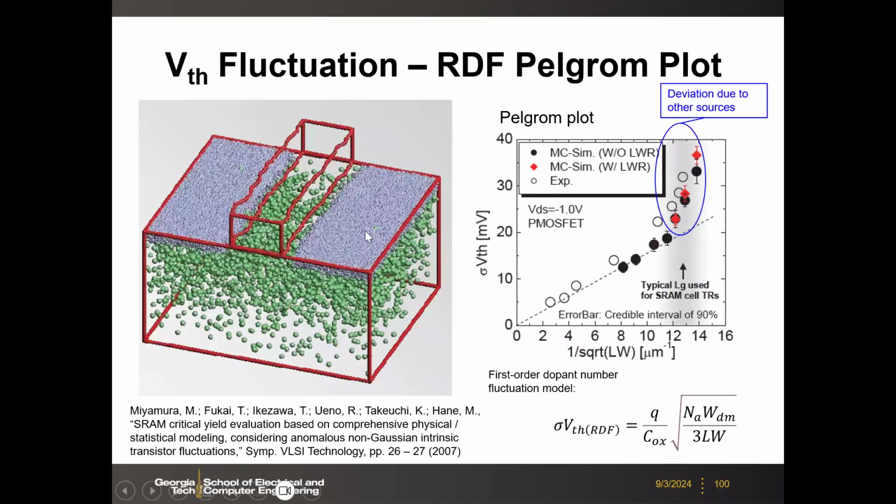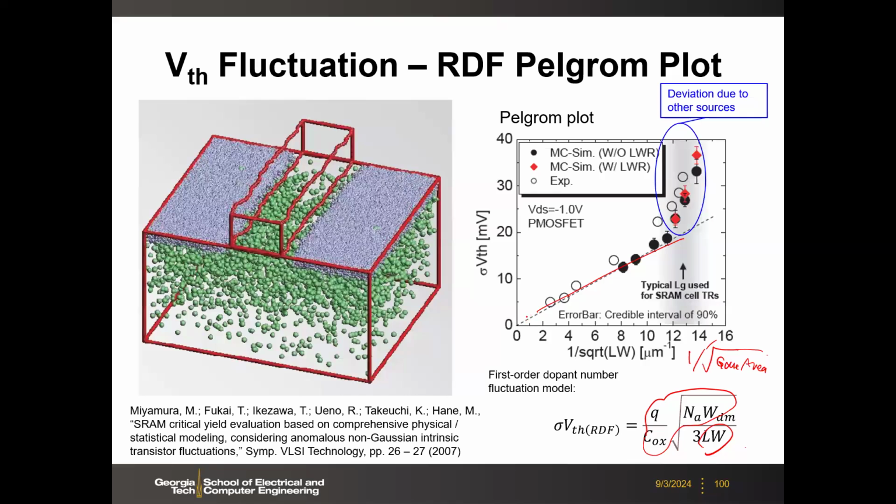So here in this RDF, this Pelgrom plot is widely used. So what is that? Because of this formula, what you can do is to plot the sigma VTH measured from many transistors as a function of one over the square root of the gate area, which is this guy. So if you do that, then you have this slope, which is basically the coefficient of the formula here.